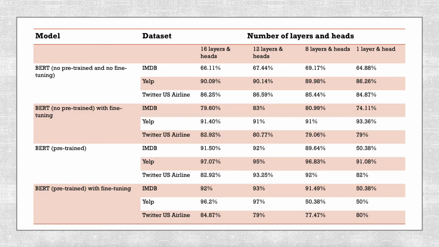In this session, we will be explaining our experiment results. For our experiment, we will be using three datasets called IMDb, Yelp, and Twitter US Airline. For the IMDb dataset, the highest accuracy that we achieved is 93% by using the BERT pre-trained model with the fine-tuning method. For the Yelp dataset, the highest accuracy that we achieved is 97.07% by using the pre-trained model. And for Twitter US Airline, the highest accuracy that we achieved is 93.25%, using the BERT pre-trained model also. These are the highest accuracies that we achieved for our model.